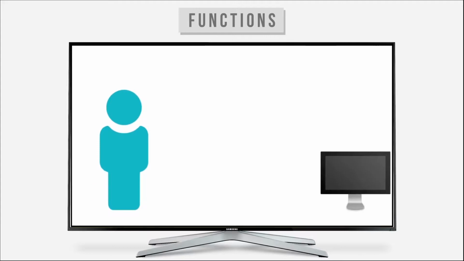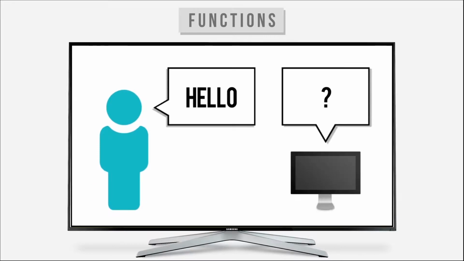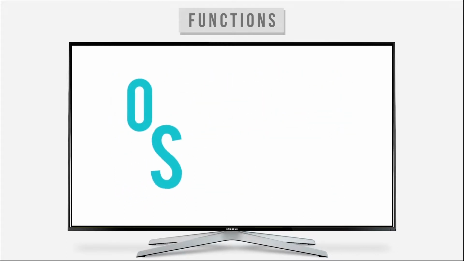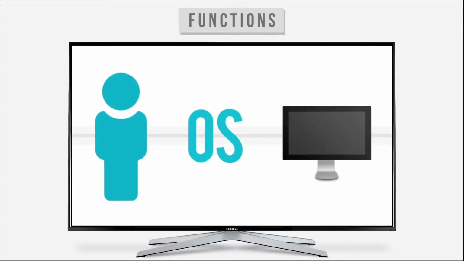Did you know that you and your computer speak different languages? It doesn't speak Spanish, or Swedish, or Chinese. It speaks in ones and zeros. You can't communicate directly with your computer. That's where your operating system comes in. The operating system is the program that lets you interact with your computer.